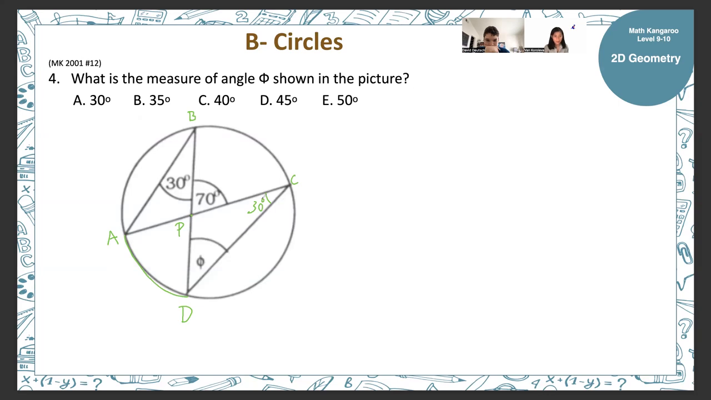I think you figured it out. Oh, 30 degrees. And now we look at this triangle PCD over here, right? We talk about the exterior angle theorem, and this is a classical case. We have an exterior angle of 70 degrees here at P and an interior angle at C equal to 30 degrees. So right away, phi must be equal to 40 degrees, right?